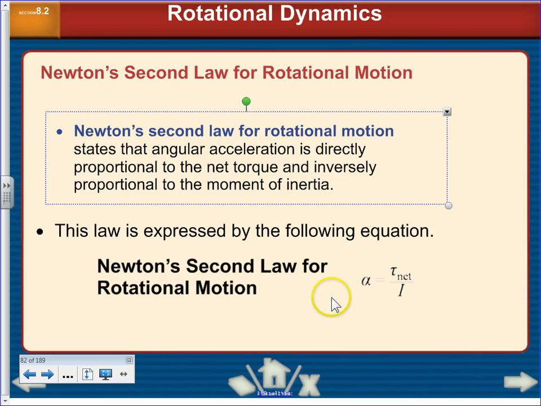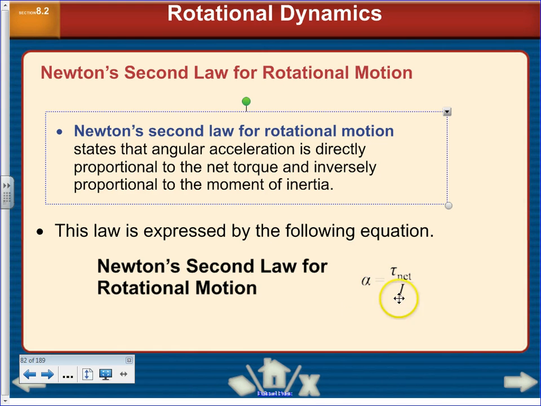So I said that we could use this to figure in acceleration, which basically brings us to Newton's second law of rotational motion. He has a bunch of laws. This is a law of rotational motion. It states that the angular acceleration is directly proportional to the net torque and inversely proportional to the moment of inertia. So let's take a look at the equation down here.